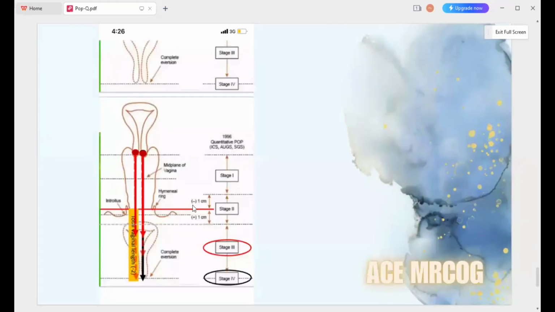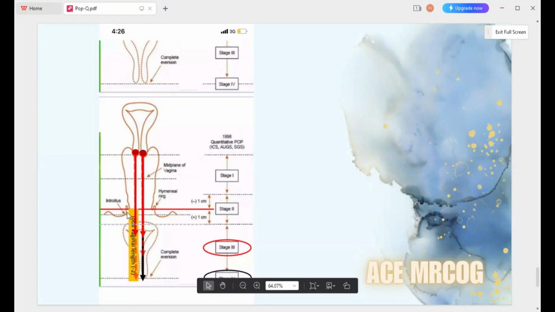So here you can see this is hymen. Again, you can see -1 centimeter or +1 centimeter is stage 2. Anything that is further behind -1, which means -2, -3, -4, any point, that is stage 1. And anything that is after +1, which means +2, +3, +4, anything, that is stage 3.